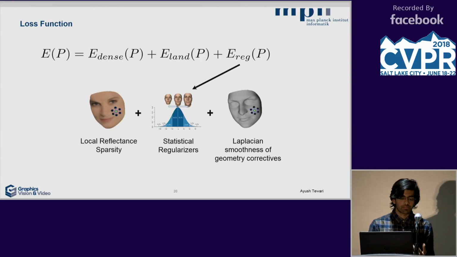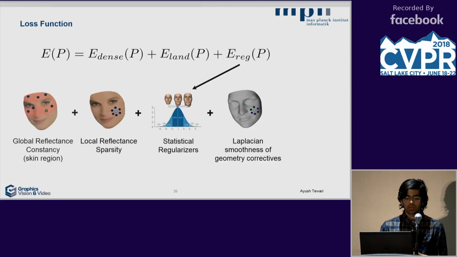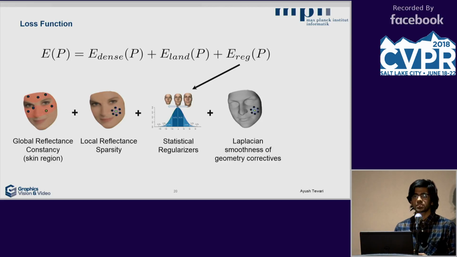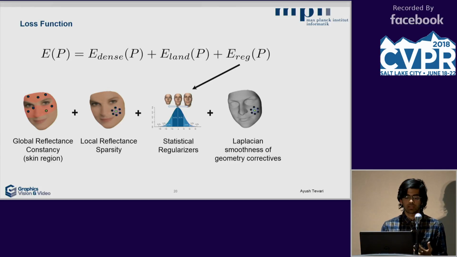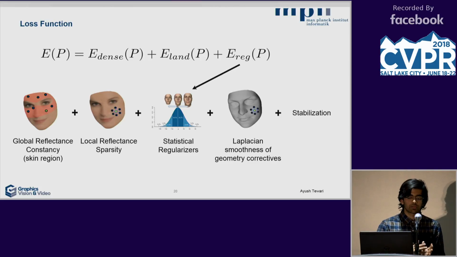We have a couple of reflectance regularizers. The first one tries to ensure that the reflectance changes in a sparse manner on the face. And we have another global term which tries to make sure that the reflectance values in different skin regions of the face are similar. These 2 terms try to distinguish the reflectance part from the scene illumination. Finally, we have a stabilization term which tries to ensure that the final reconstructions we obtain are not too far away from the reconstructions obtained at the base level.